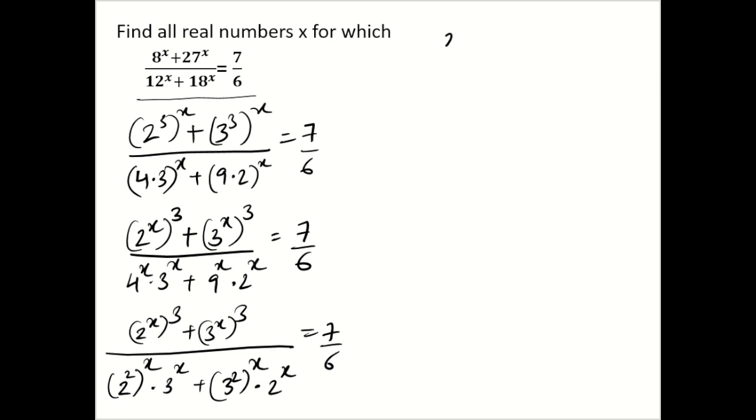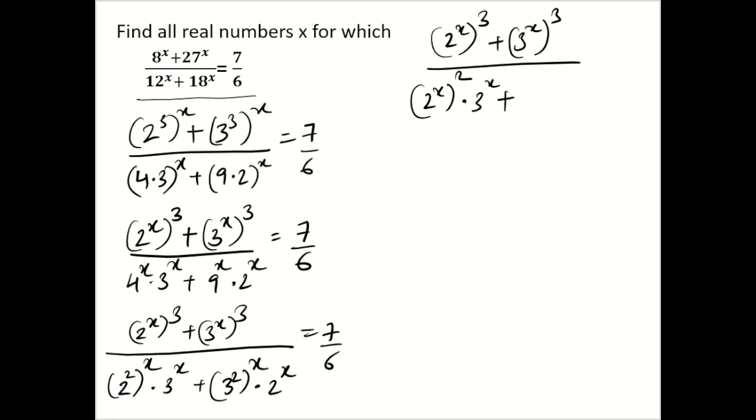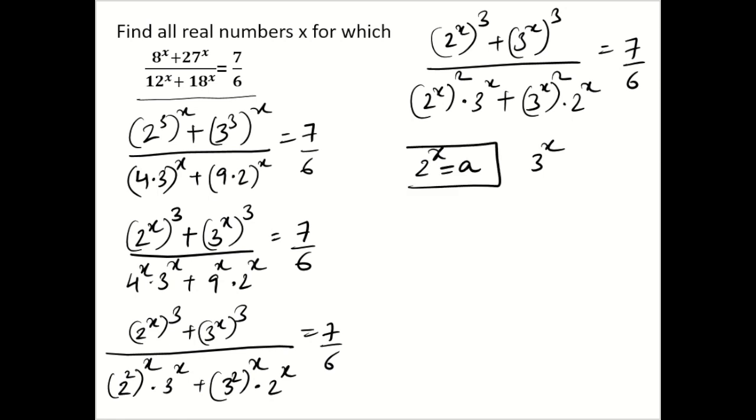So this is nothing but 2 power x cube plus 3 power x cube, divided by 2 power x square into 3 power x, plus 3 power x whole square into 2 to the power of x, equal to 7 by 6. If you see this equation, in the denominator and in the numerator you find two common terms, which are 2 to the power of x and 3 to the power of x. So we can simplify this by making 2 to the power of x equal to a and 3 to the power of x equal to b.